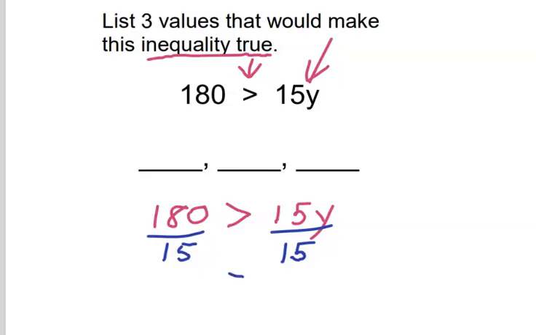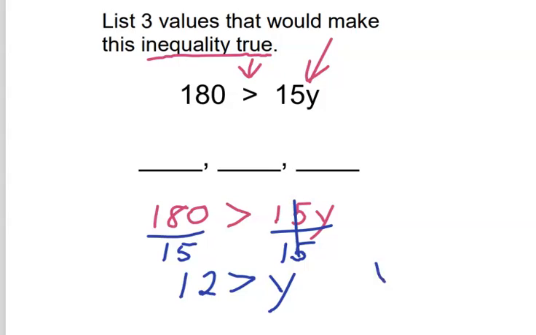Okay, and if we do that, we're on this side, 15 goes into 15 once, so we're just left with 1y. Again, I could put a 1 in front of the y, but that's kind of unnecessary. And then on the other side, we're going to take 180, and we're going to divide by 15. And that gives us 12. So now it says 12 is greater than y.